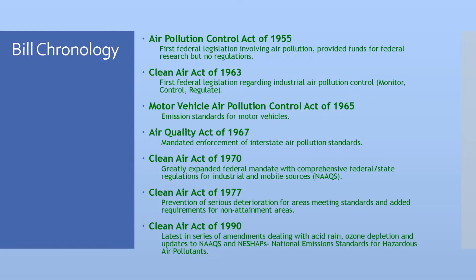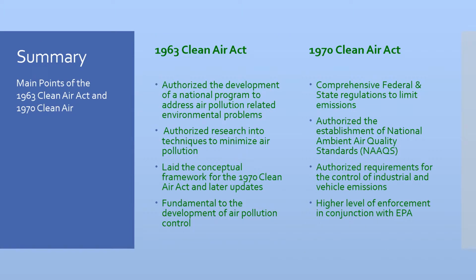Emission standards on automobiles began with the Motor Vehicle Air Pollution Act of 1965. The Clean Air Act of 1970 is the most significant of all the air pollution legislation. It created comprehensive regulations, such as the National Ambient Air Quality Standards, as well as avenues for enforcement and compliance. The Clean Air Act of 1990 set forth measures to deal with environmental issues like acid rain, toxic pollutants, and ozone depletion. The Acts of 1963 and 1970 are particularly important.